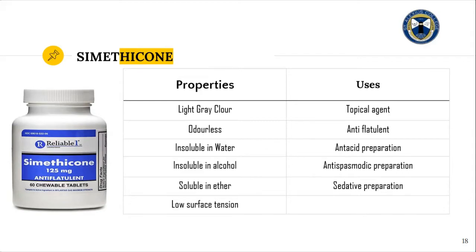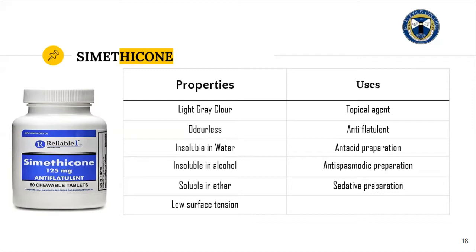Anti-flatulent means that it is an anti-foaming agent, such as simethicone taken orally. It is also an antacid preparation, and an antispasmodic preparation, meaning that it is a medication that relieves and lowers the incidence of muscle spasms, especially those of smooth muscles such as in the bowel wall. And it is also a sedative preparation.